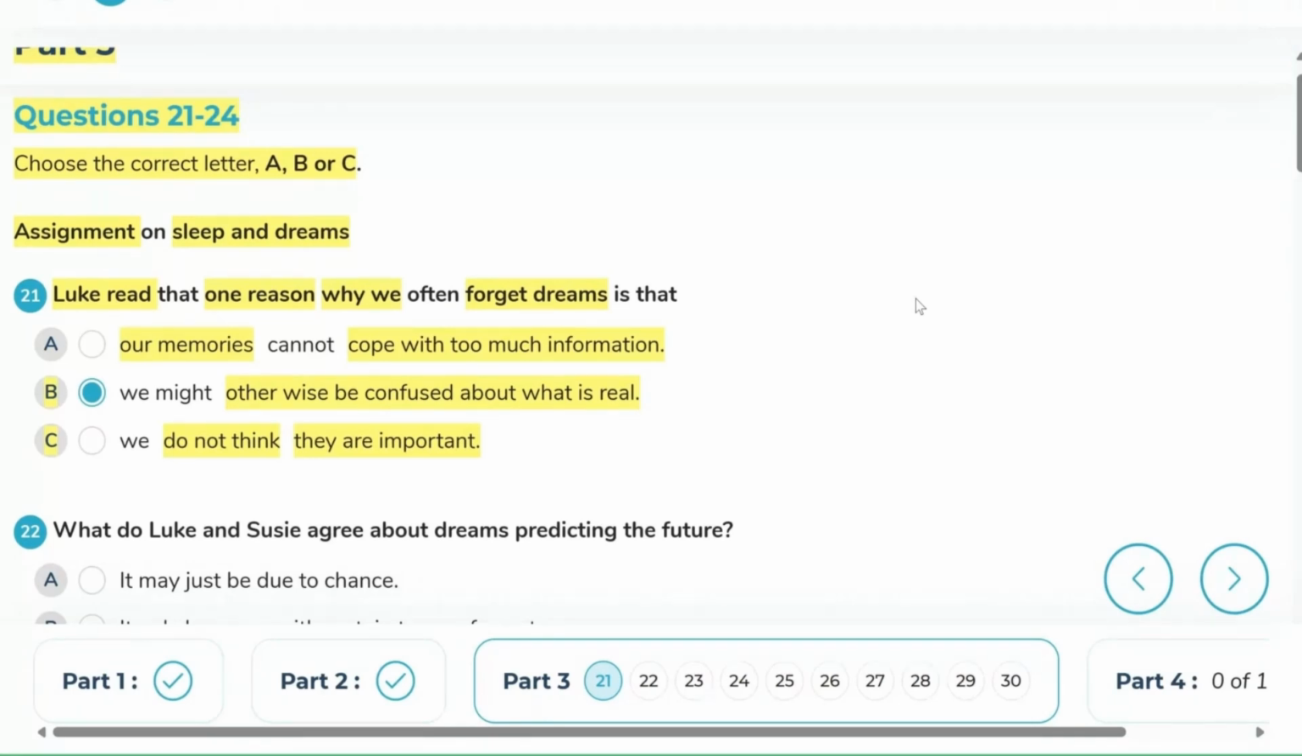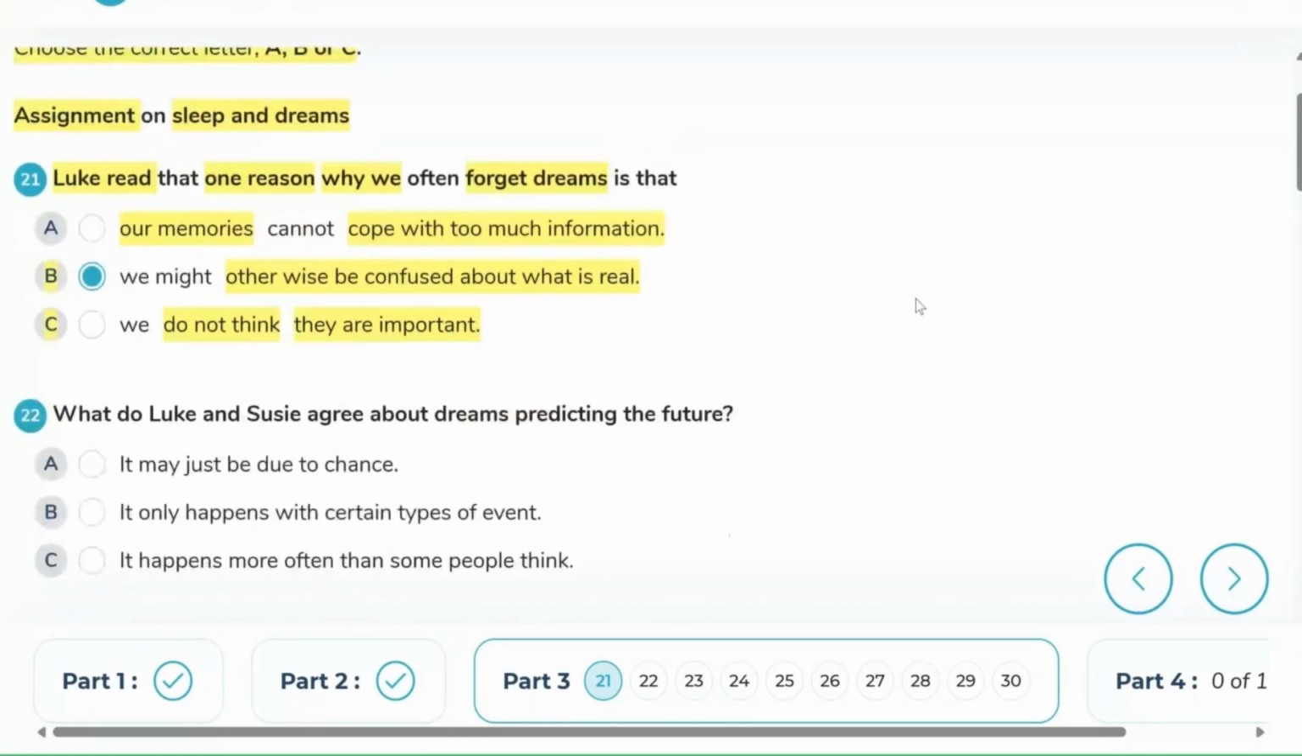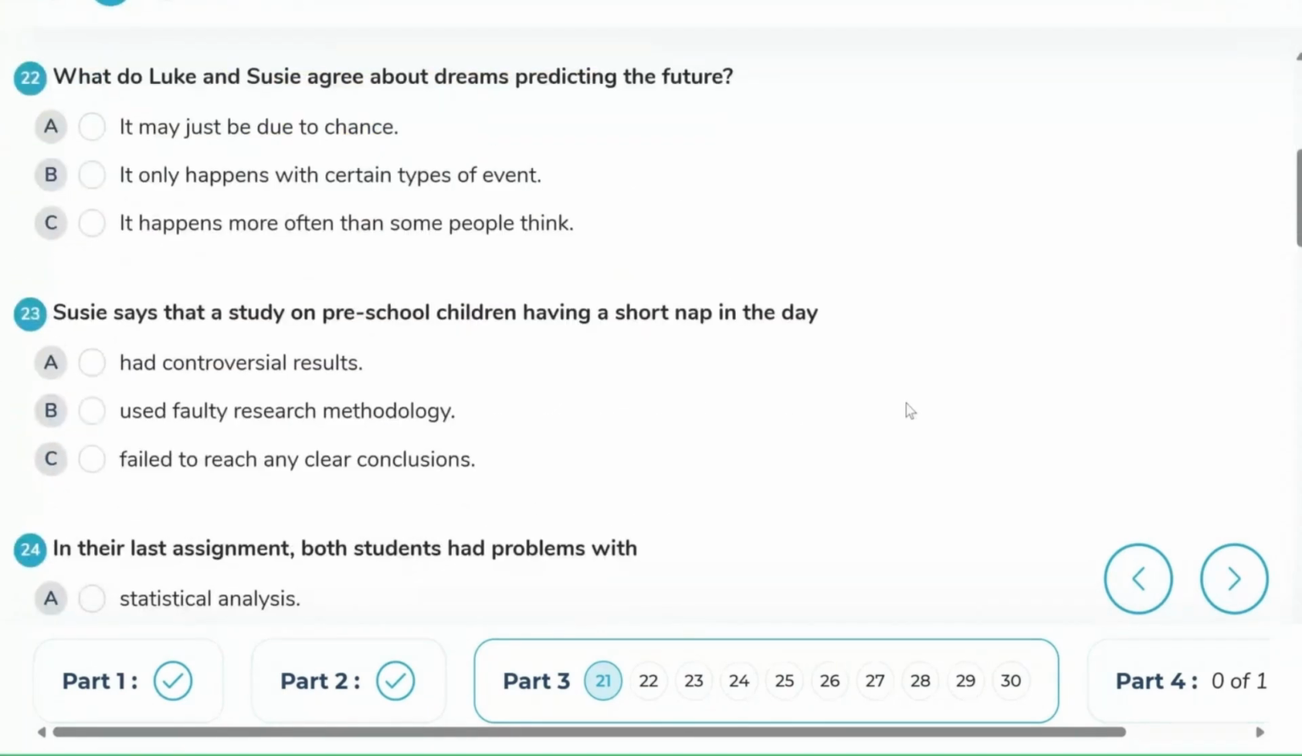All right, now we go on. We have question number 22. What do Luke and Susie agree? Now we need to check their agreement. Okay, so what do they agree about dreams predicting the future? So what do they think about it, that dreams are telling you about the future? It may be just due to chance. So if it is by chance, that dream turning into reality or dream predicting the future, like in a dream you are eating an ice cream and next day you get an ice cream. Okay, so if it is by chance, A will be the right answer.